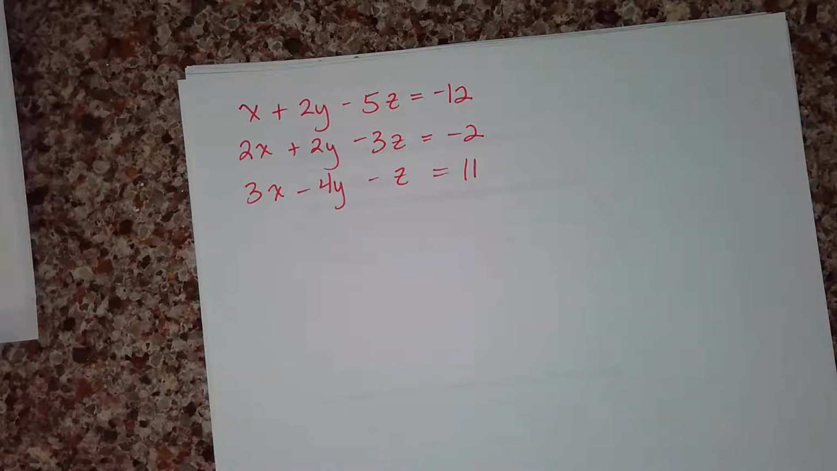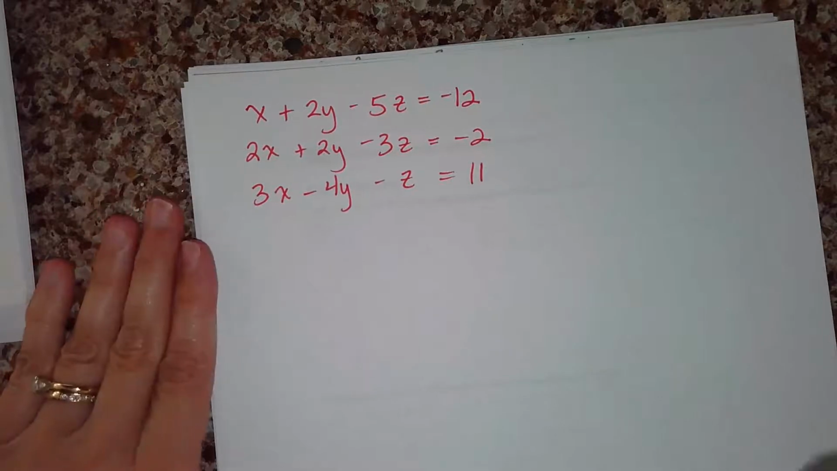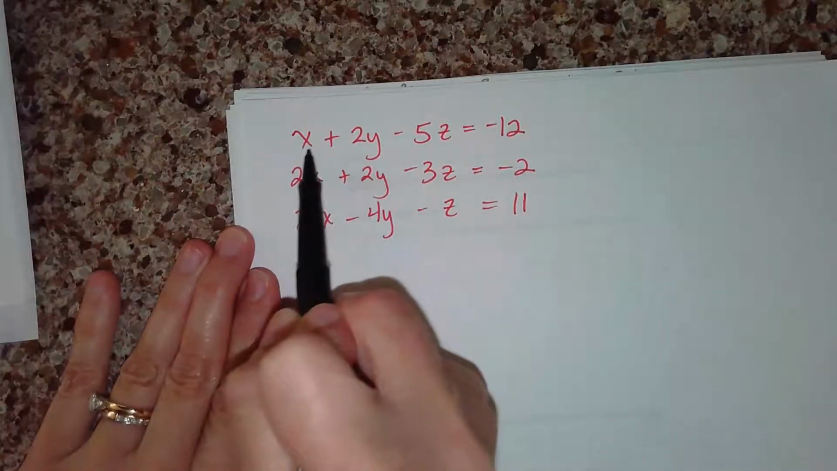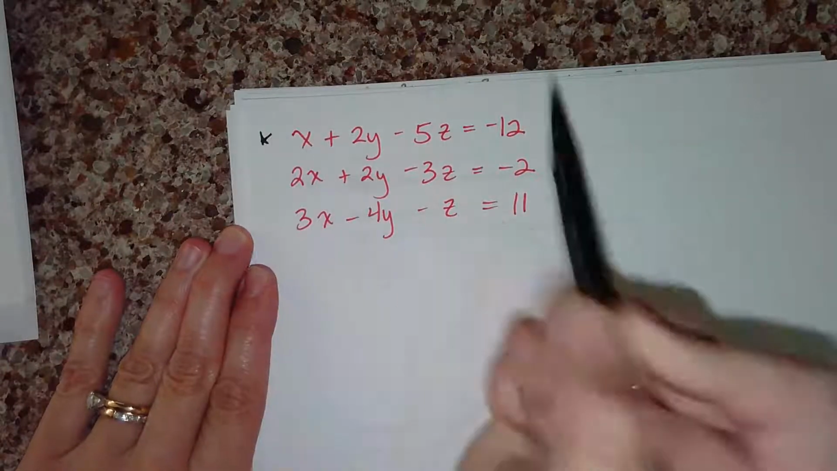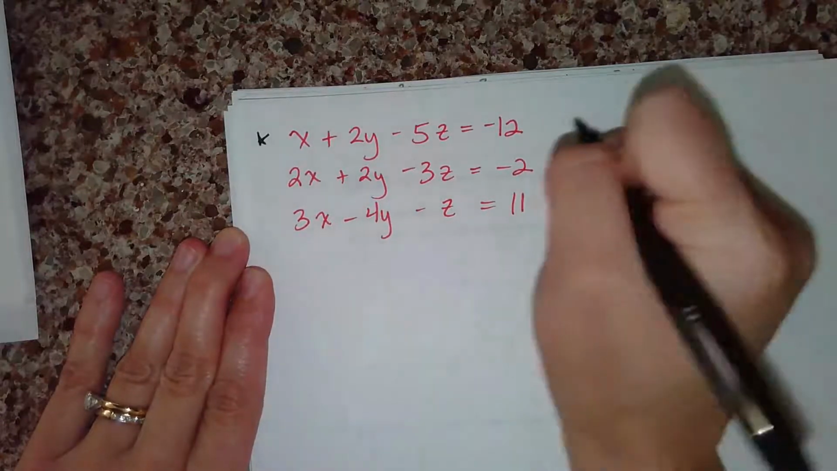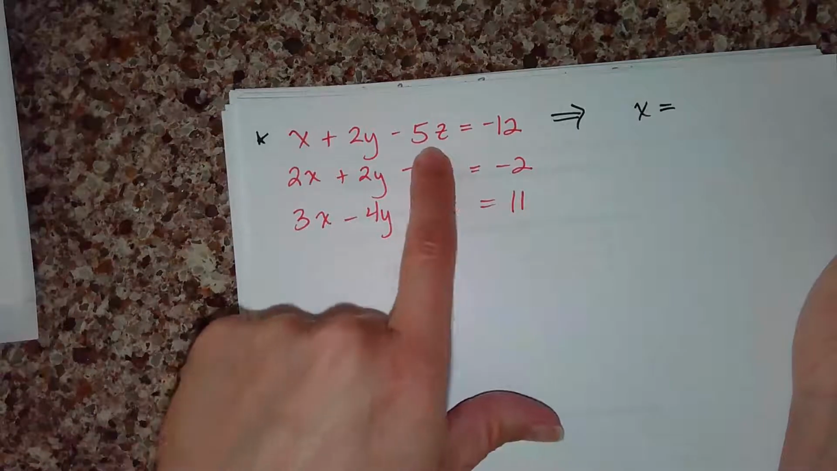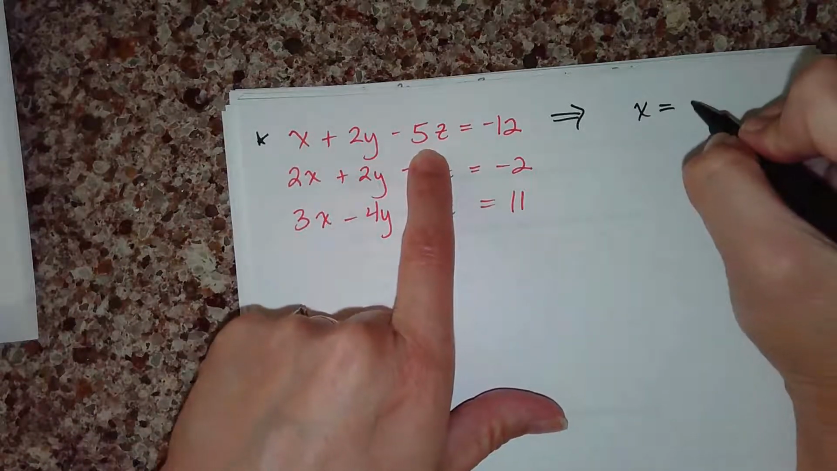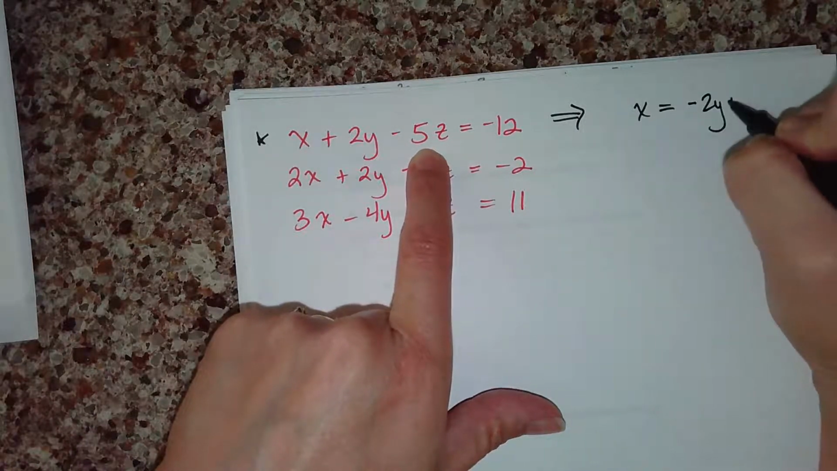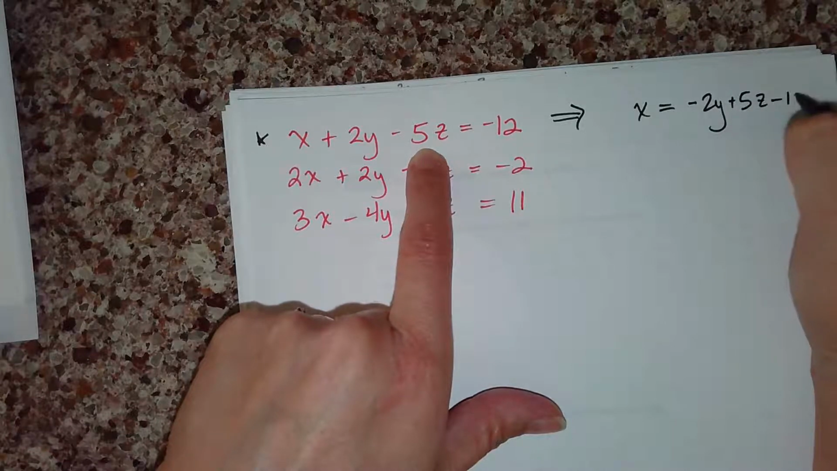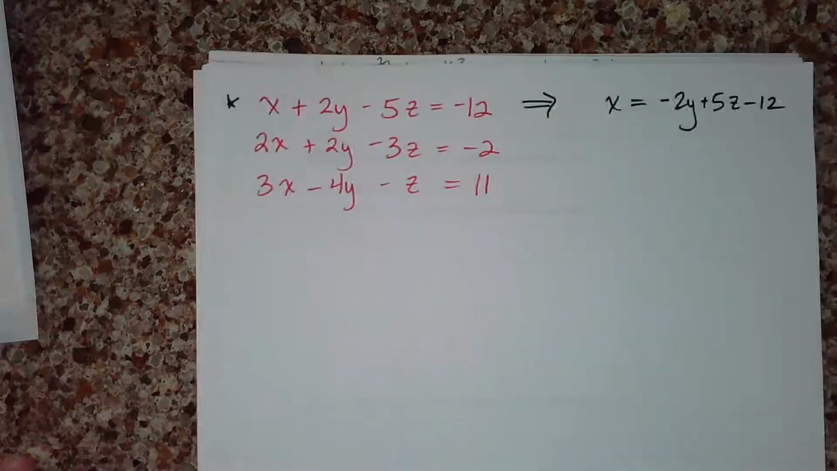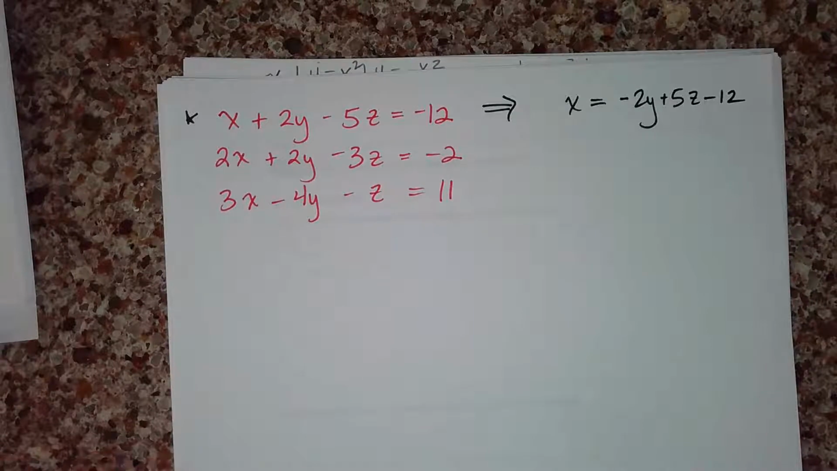I'm going to start by taking, again, what I look for is a variable by itself. So I'm going to use this equation here, and I'm going to solve it for x. So I get x equals, if I move the 2y and the 5z over, negative 2y plus 5z minus 12. All I did there was solve that equation for x.